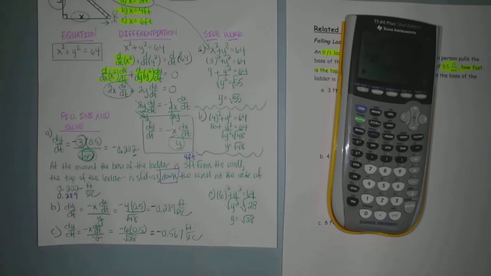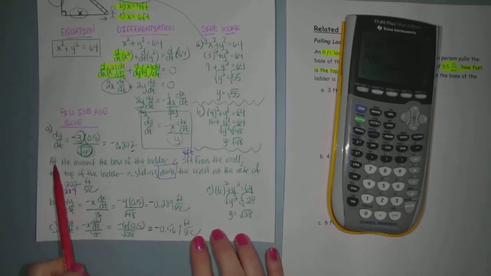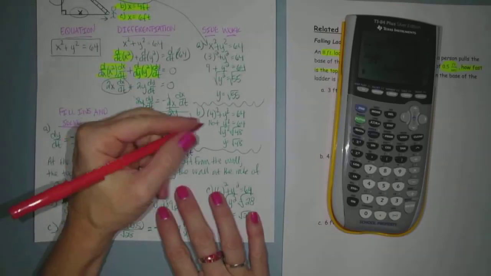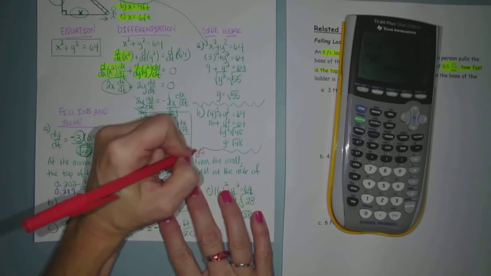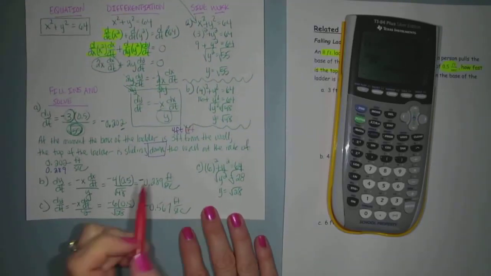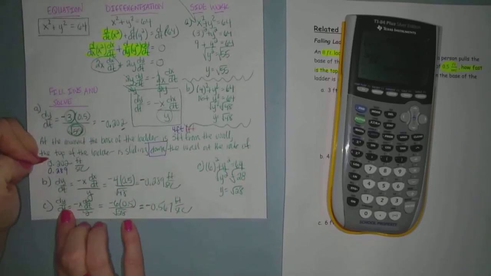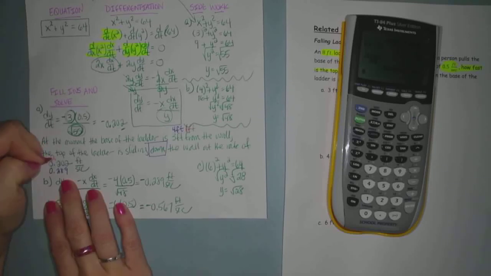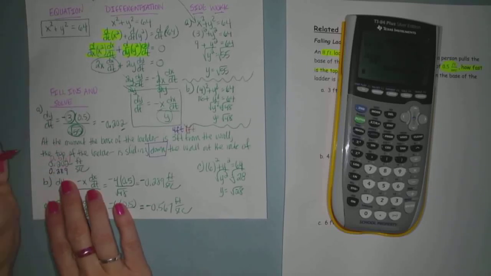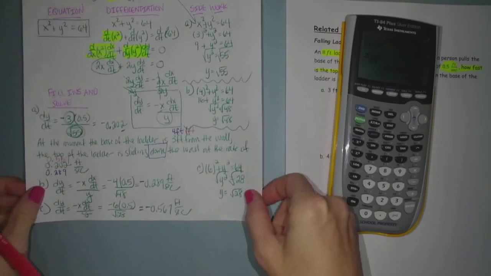So again, in order to save time, you can write the whole sentence out. Let me change colors one more time here. I'll go to red. Your statement for part C would say, at the moment the base of the ladder is 6 feet from the wall, the top of the ladder is sliding down the wall at the rate of 0.567 feet per second.